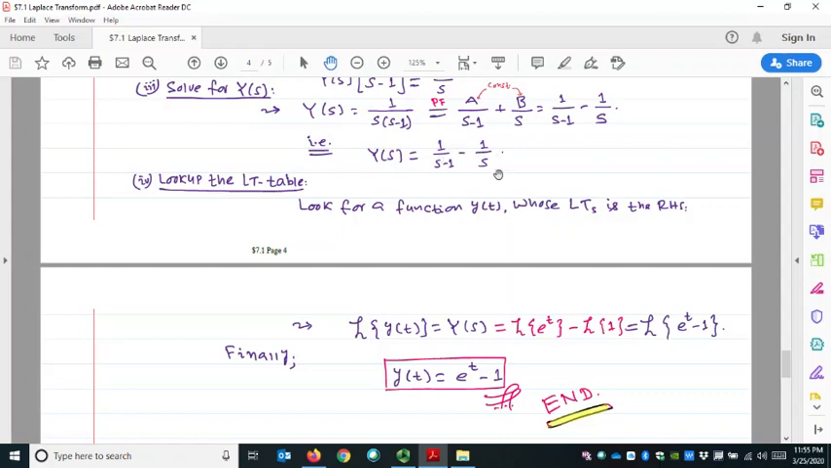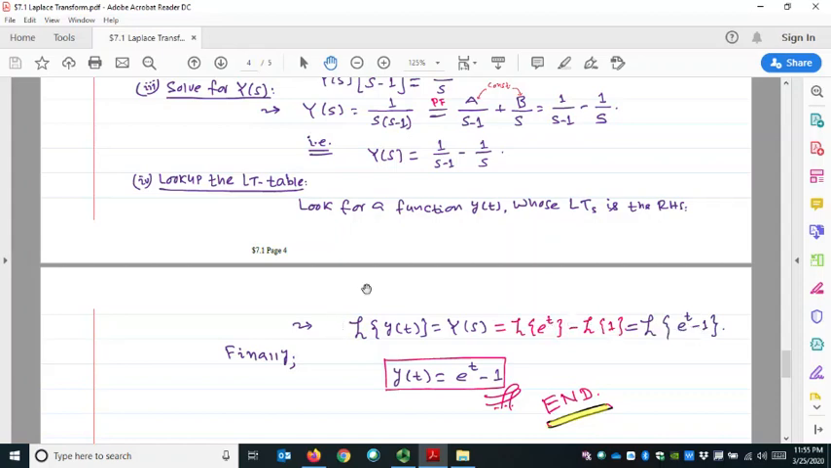So we know by looking at the table, the Laplace transform of e to the t power, or exponential t, e to the t, is 1 over (s minus 1), and we know the Laplace transform of 1 is 1 over s. So we can rewrite 1 over (s minus 1) as the Laplace transform of e to the t, minus 1 over s as the Laplace transform of 1, and we know the Laplace transform is a linear operator, so we can pull it outside. So what is left inside? Only e to the power t minus 1.